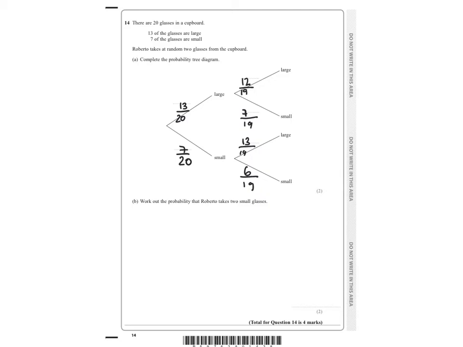We now need to work out the probability that he takes 2 small glasses. So at the beginning we take a small one, and then we take another small one. So we have 7 over 20 times 6 over 19, which is going to give us 1 over 190.